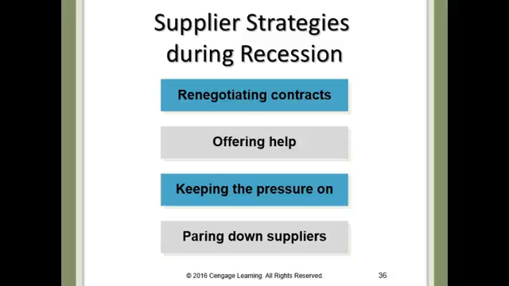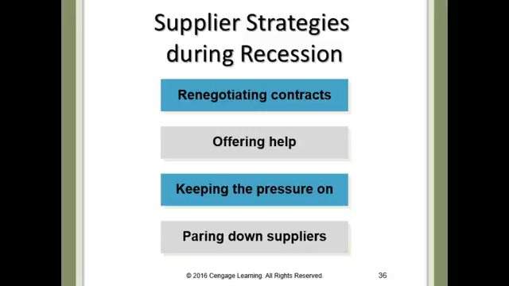In a recession also, prices often fall so that companies can maintain demand for their products. Falling prices are an incentive to lower costs, since falling prices means lower profits, sometimes no profits for the company. Suppliers can be an excellent source of cost savings for companies. Some ways that companies can use cost saving strategies with suppliers are listed right here on this slide.